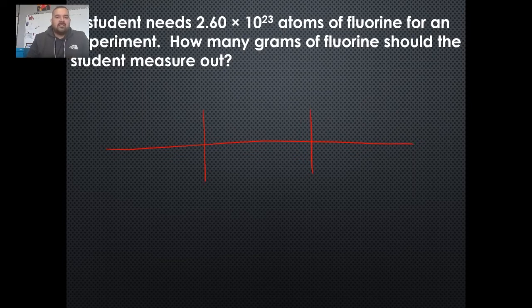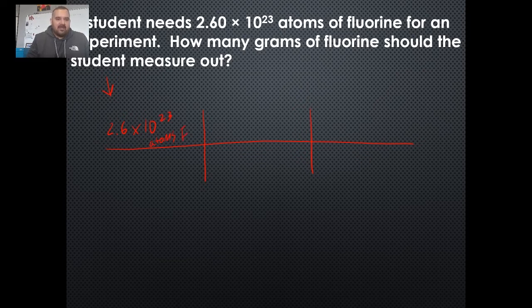So a student needs 2.6 times 10 to the 23 atoms of fluorine for an experiment. How many grams of fluorine should the student measure out? So our given information still goes in this box, and that's going to be 2.6 times 10 to the power of 23, and that's going to be atoms of fluorine.